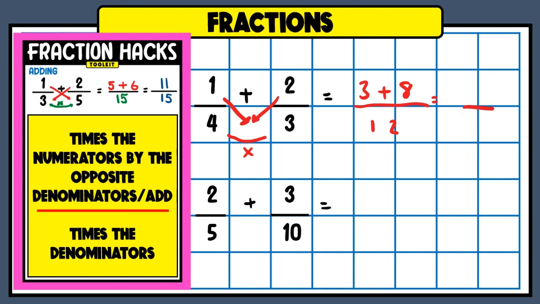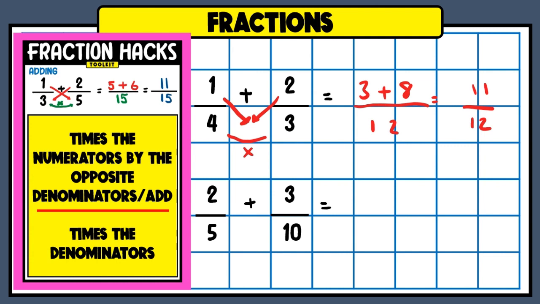Let's work it out now. 3 add 8 is 11, and then 12 at the bottom. So 1 over 4 add 2 over 3 is 11 over 12. Let's try it again with another one. Okay, we've got 2 over 5 add 3 over 10.